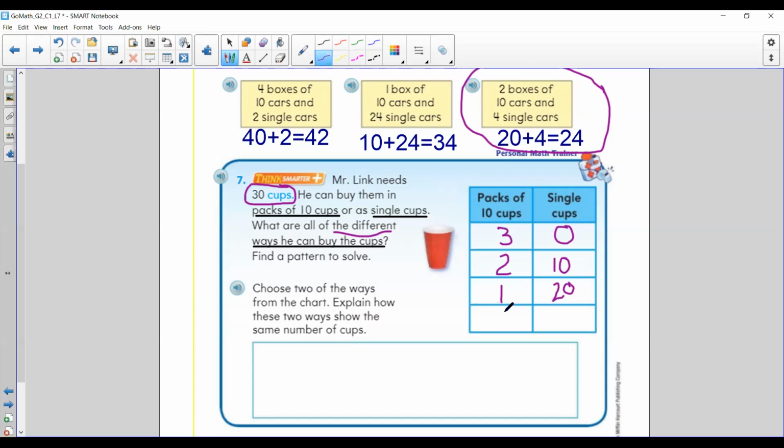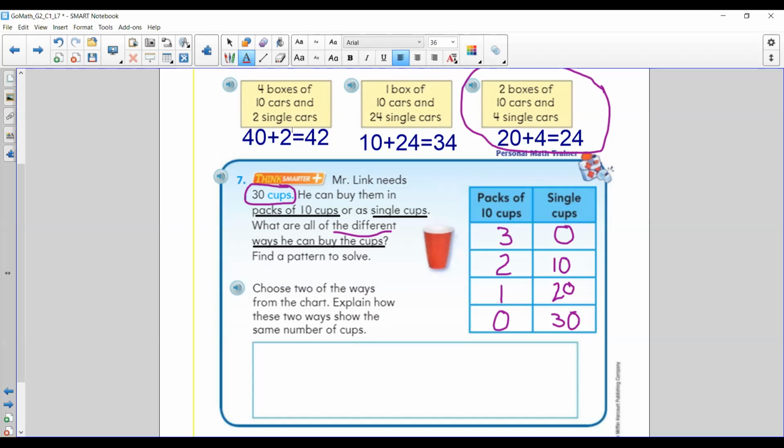And then if we took away another pack of 10, 3, 2, 1, 0. But we'd have to add that 10 in order for these numbers to add up to 30. 0 plus 30 is 30. There we go. Choose 2 ways from the chart. Explain how these 2 ways show the same number of cups.